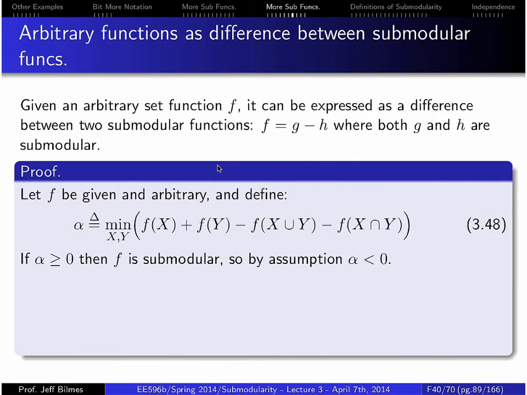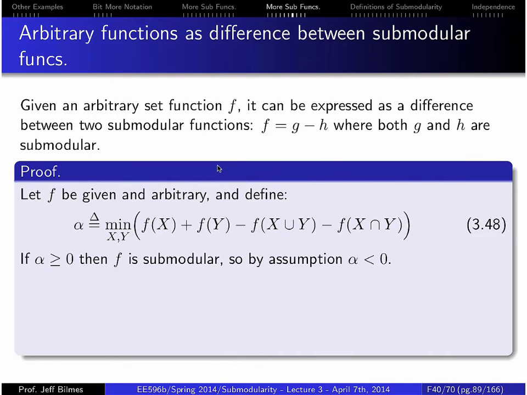Okay, so here's another interesting property which we've used, and I think this is something that is potentially very useful for many applications. For example, in things like graphical models, or for non-submodular optimization procedures. But basically, the property is the following. Let's say that you have some arbitrary set function f, which isn't submodular. It turns out that any function can actually be expressed as a difference between two submodular functions. So f can be written as g minus h, where both g and h are submodular.